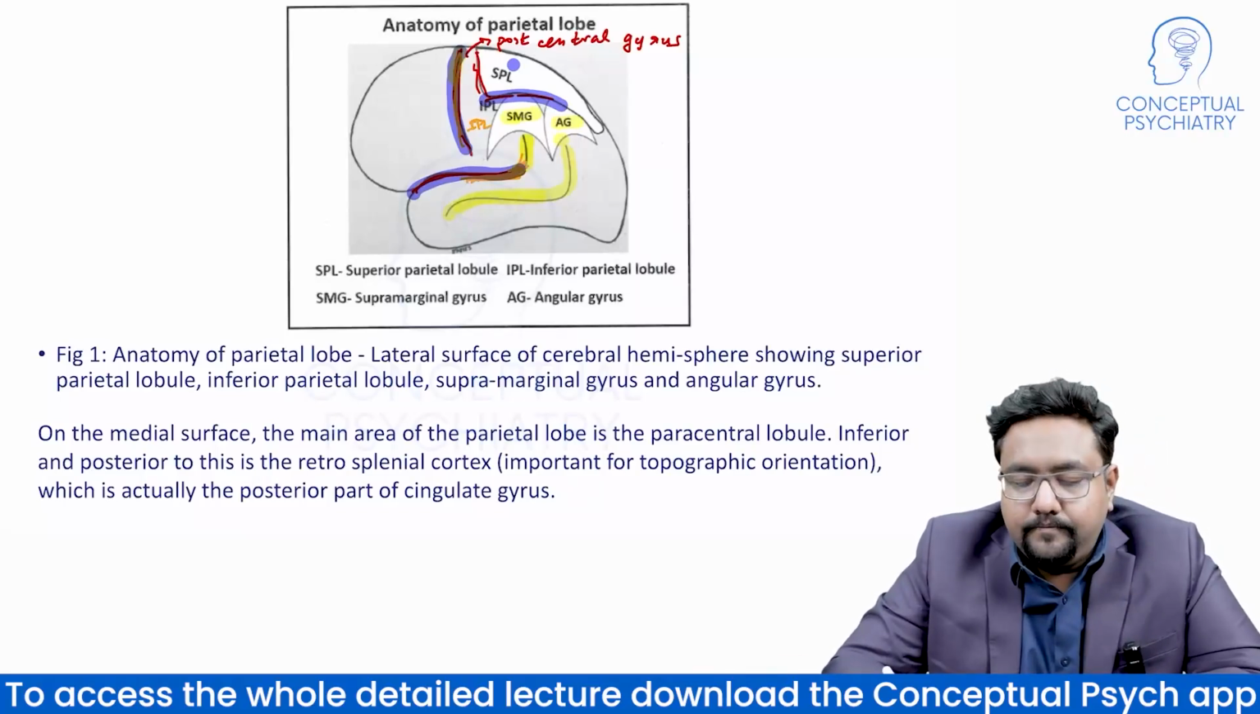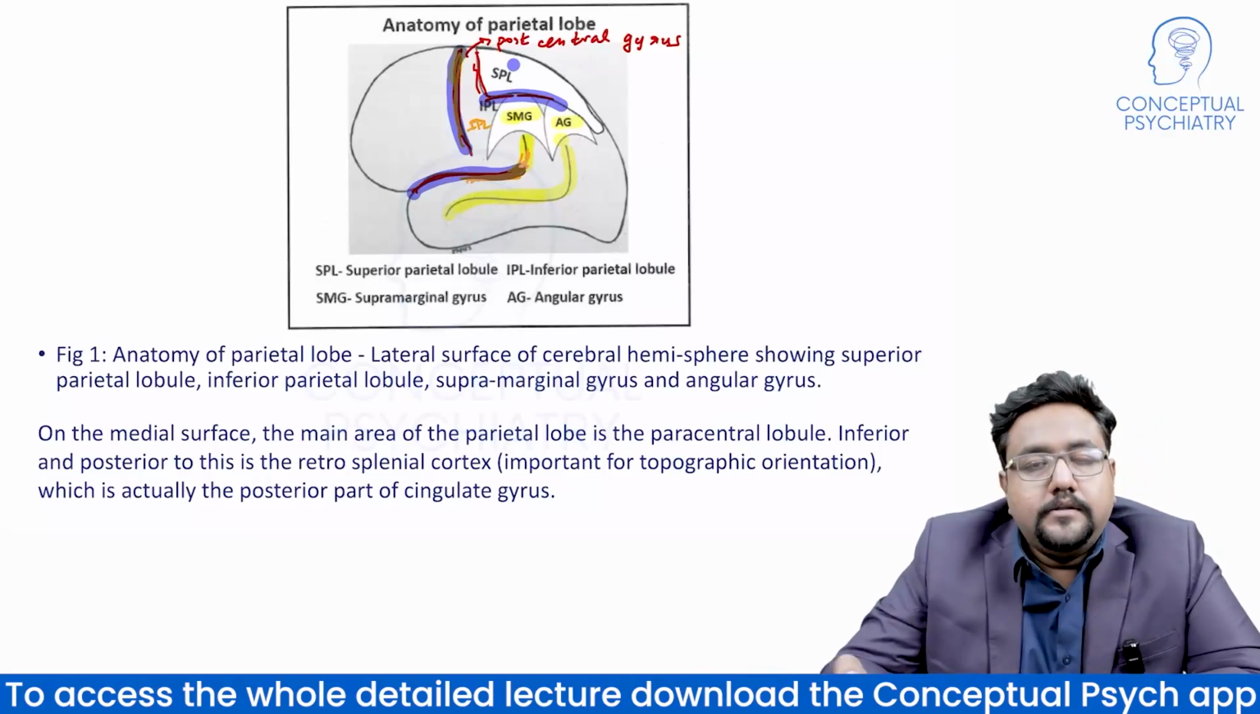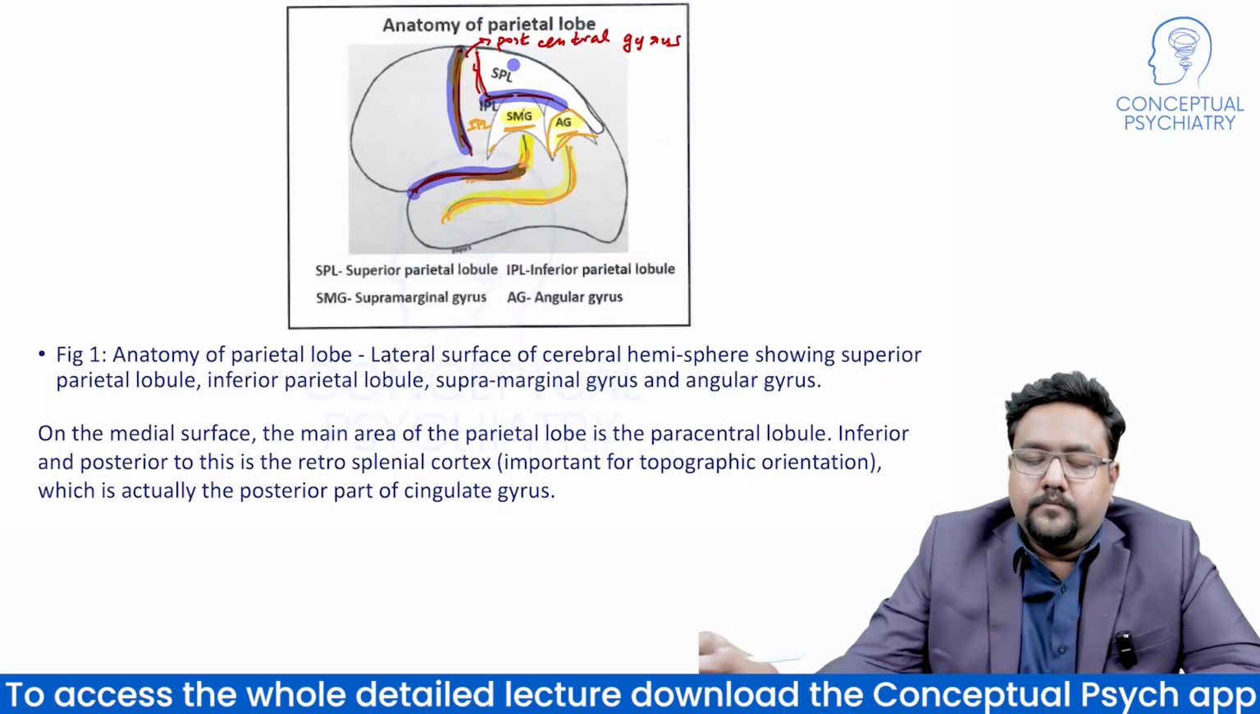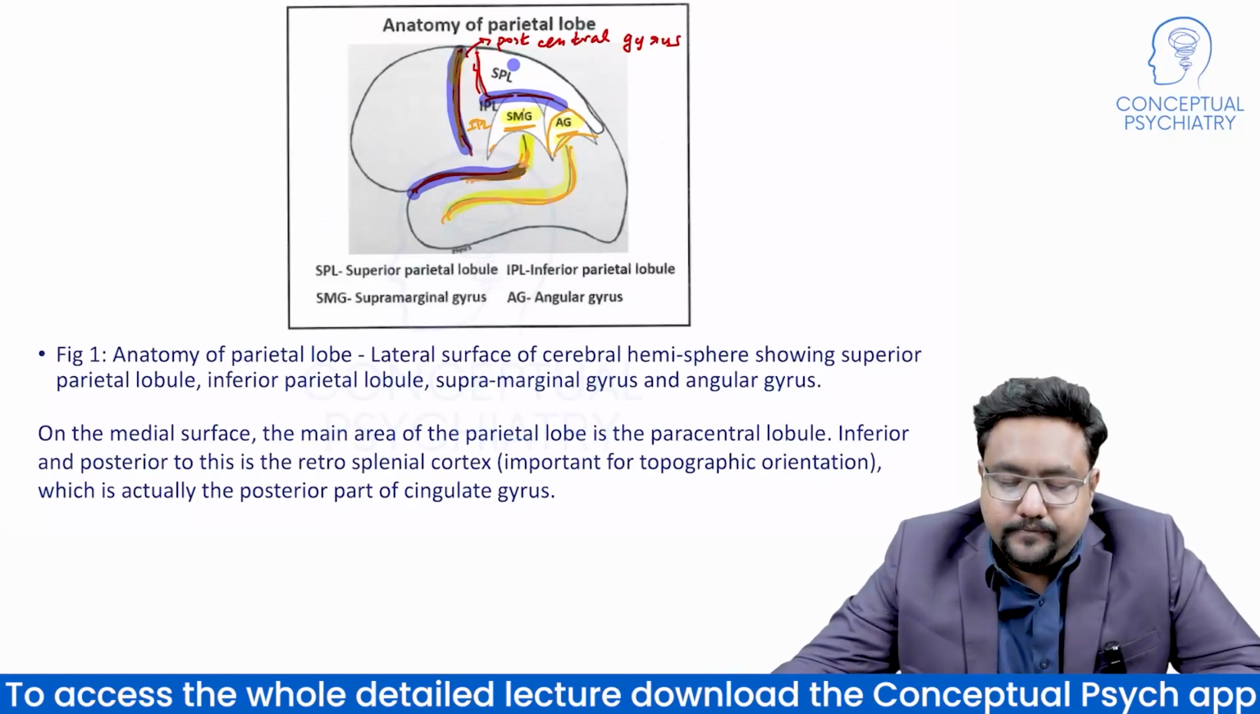And in the IPL, at the end of the Sylvian fissure, we have the supramarginal gyrus, SMG. And at the end of the superior temporal sulcus, we have the angular gyrus, or the AG. So this picture is clear, I hope.